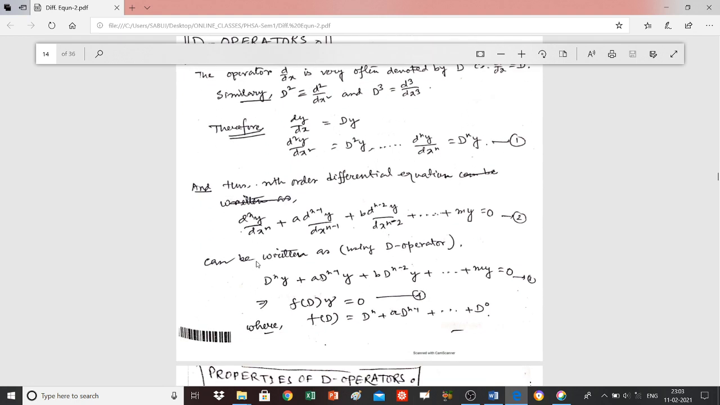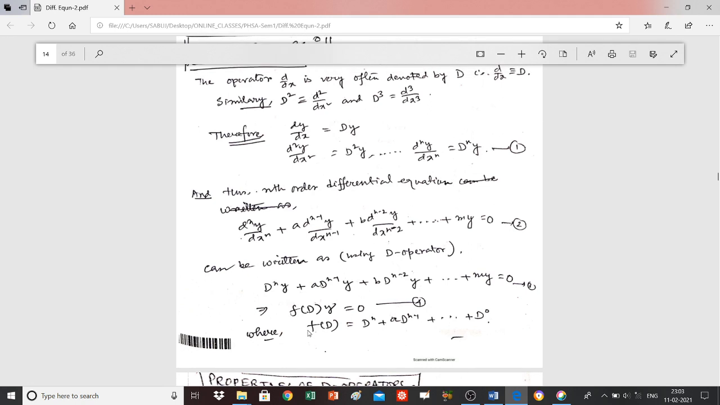So the nth order differential equation having the form dny/dxn plus a d(n-1)y/dx(n-1) plus b d(n-2)y/dx(n-2) and so on can be written using the D operator as Dn y plus a D(n-1) y plus b D(n-2) y and so on, equal to 0. Or you can write it as f(D) y equal to 0, where f(D) is equal to Dn plus a D(n-1) and so on, down to the D to the 0 term. So you can write it in this fashion also.